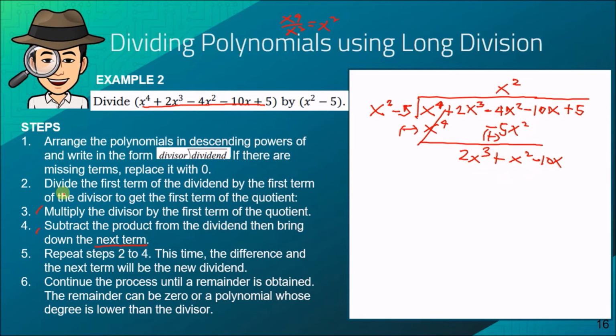Again, back to step number 2. Divide natin ulit yung first term which is 2x cubed. Divide natin sa first term ng divisor which is x squared. Ang sagot ay 2x. And that 2x tatapat dito. 2x multiply sa x squared minus 5. That is 2x cubed. 2x times negative 5 is negative 10x.